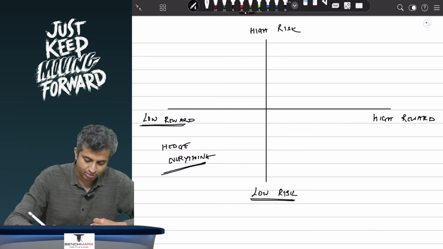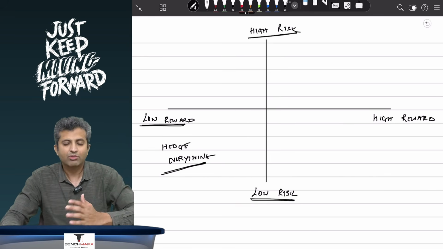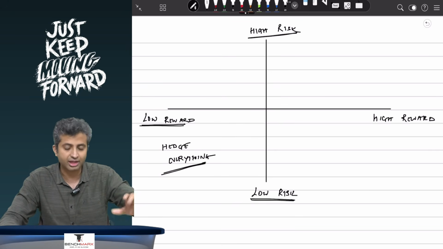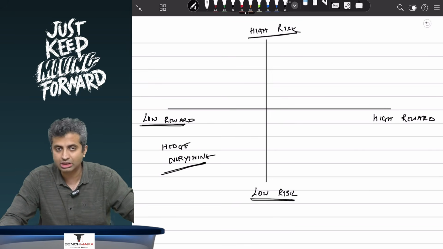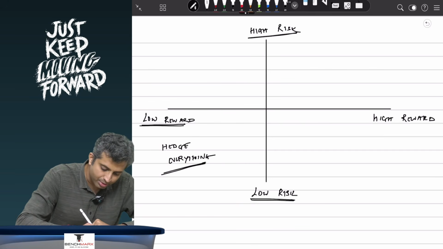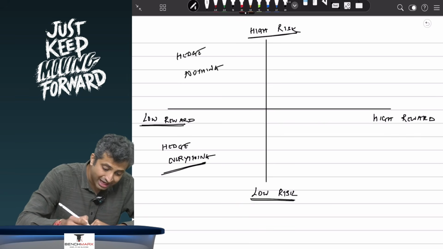Now, if I hedge nothing at all, I will definitely have a high risk, but that does not mean I will get a high reward. Well, if I hedge nothing at all, the risk is high because I'm not hedging, but it does not mean the reward is going to be high. So this is probably hedge nothing at all. Sir, how? Well, I'm hedging nothing.